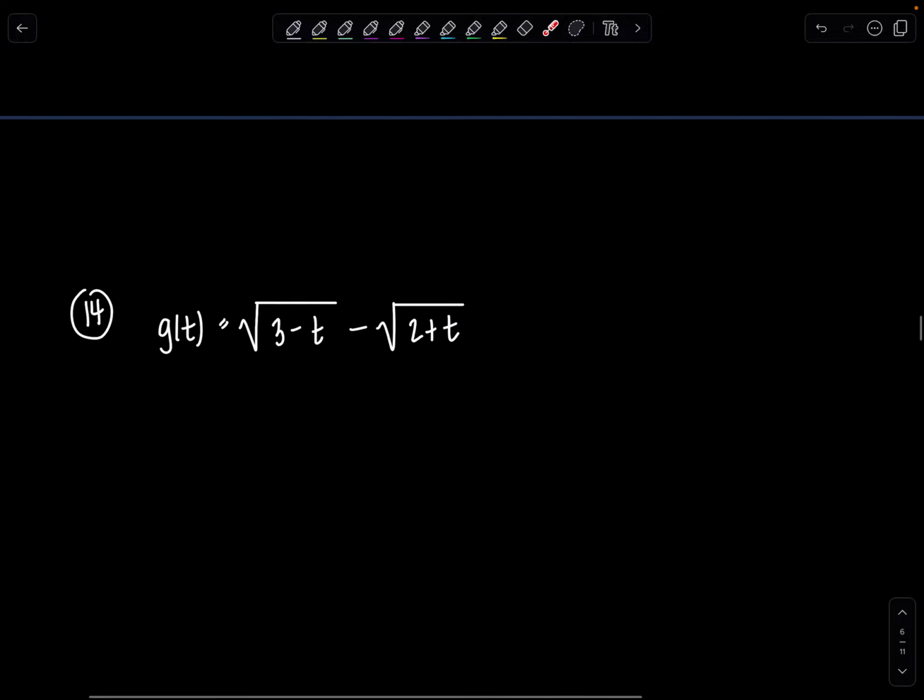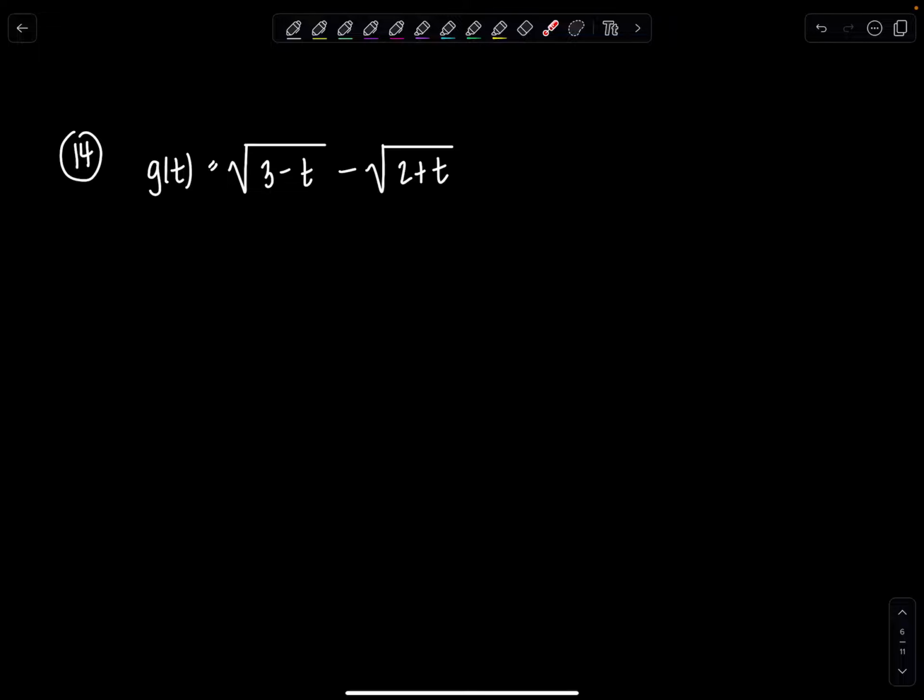I thought that was a fun one. G of t equals the square root of 3 minus t minus the square root of 2 plus t. So again, we have to figure out where 3 minus t is greater than or equal to 0 and where 2 plus t is greater than or equal to 0. Why don't you pause the video, try this one on your own, see if you can solve each of the inequalities and then find the overlap, okay?